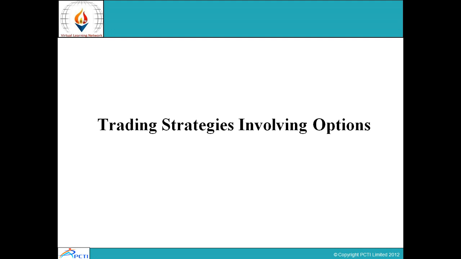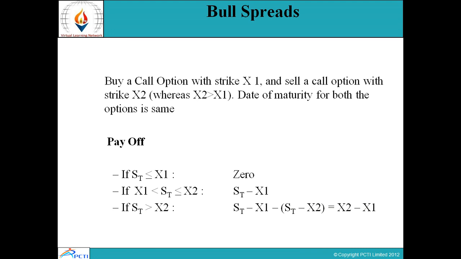Trading strategies involving options. Number 1, bull spread: buy a call option with a strike X1 and sell a call option with a strike X2, where X2 is greater than X1; the date of maturity for both options is the same. The payoff: if ST is less than or equal to X1, the gain is 0. If X1 is less than ST, less than or equal to X2, the payoff is ST minus X1. If ST is greater than X2, then ST minus X1 minus (ST minus X2), which equals X2 minus X1.